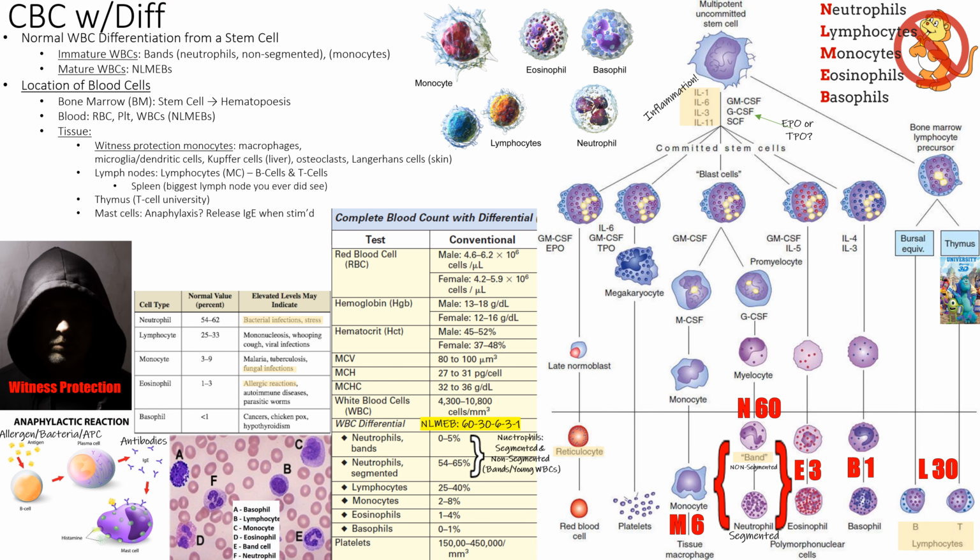Do you have to add that on if you order it, or it's just a CBC with Diff? So CBC with Diff should capture your bands as well. If it doesn't, we have to then add it on as a band count. Okay, so CBC with Diff, normal.